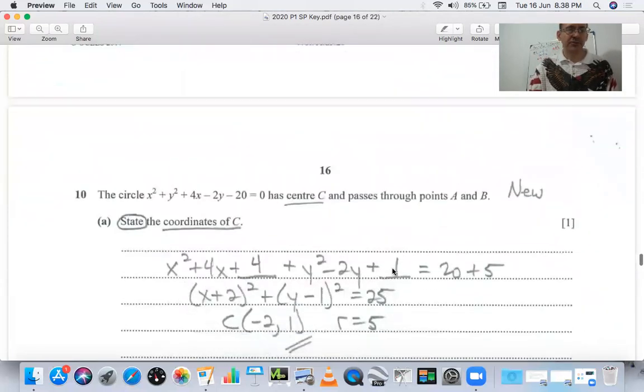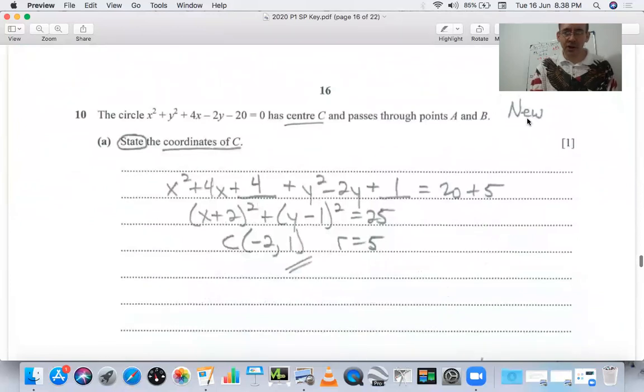Now we move down to question number 10. This is also new content dealing with circles. Here is our circle. We know it's a circle because both x and y are squared. So x squared plus y squared plus 4x minus 2y minus 20 equals 0. With the center C passes through points A and B, state the coordinates of C.